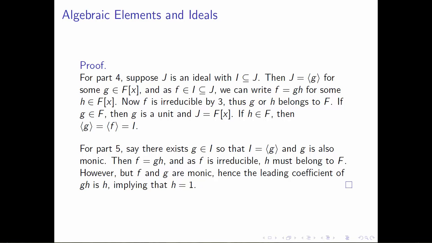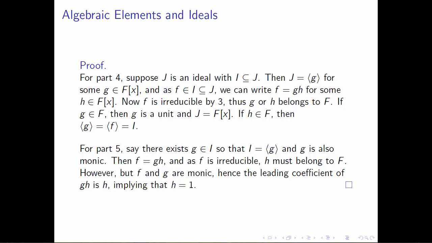Then, because f belongs to the ideal I, which is the ideal generated by g, we know that we can write f as g times h. And since f is irreducible, and this time we're assuming that g is not a unit, we know that h must be the unit, and so h must belong to the ground field F.